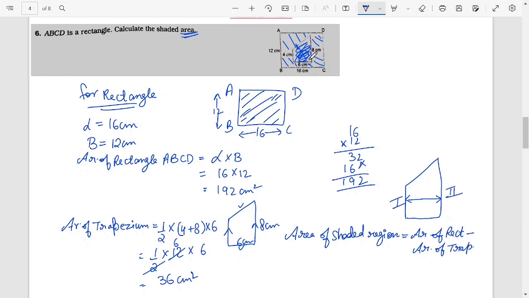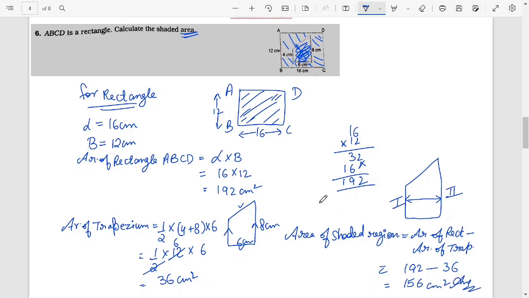Shaded part area is equal to, according to the figure, rectangle area minus trapezium area. So we had written here rectangle area is 192 minus trapezium area is 36. When we subtract them, we will get 12 minus 6 will be 6. 18 minus 3 will be 15. So the final answer we are getting is 156 centimeter square. So this is the answer of question number 6.